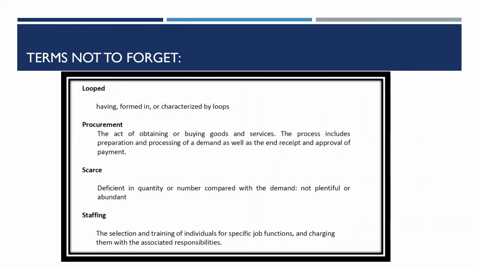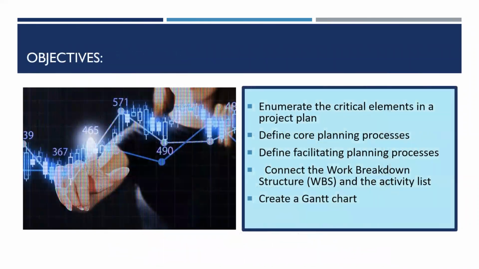So I believe you are familiar with these terms now with your other subjects. So let's just run it through. The objective of this discussion is to enumerate the critical elements in a project plan, define the core planning process, define the facilitating planning process, and then connect the work breakdown structure and activity list and create a Gantt chart. Actually, this discussion is related to project management. This is just a continuation.